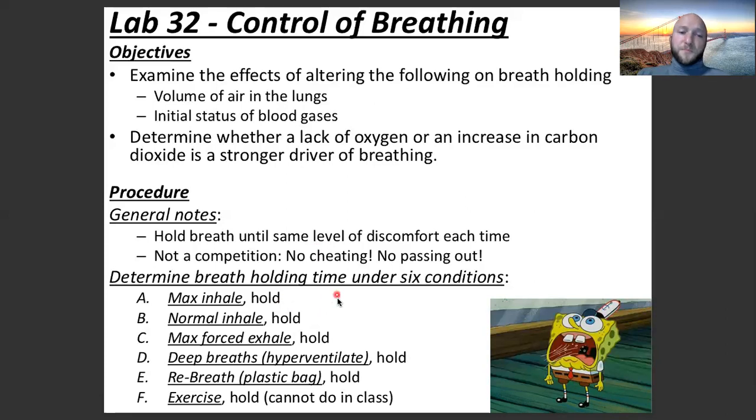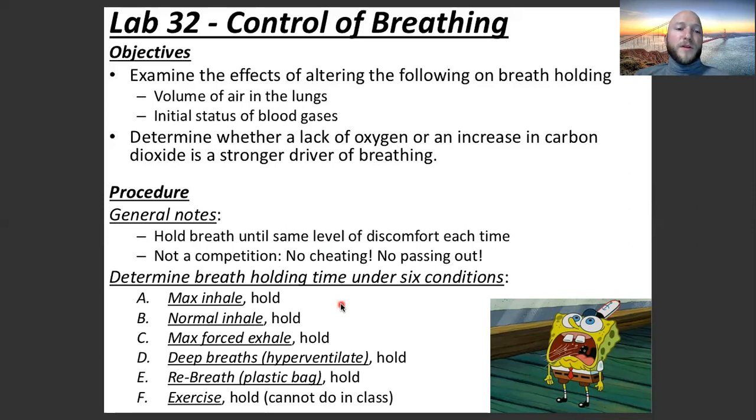All right, so hypothesize. Determine breath holding time under 6 conditions. So how long can you hold your breath until you get to a little bit of discomfort in these 6 situations? Max inhale, so that's you breathe in all the way. So you normal breathing, breathe in all the way. Hold your breath. Compare that to just a normal inhale and then hold your breath.